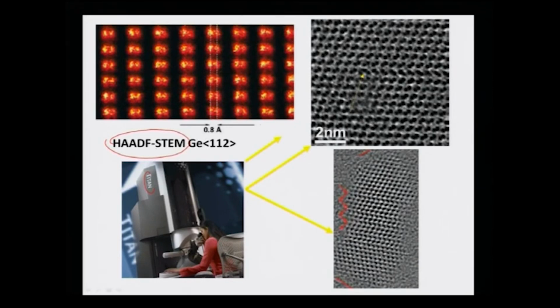This image is taken from a germanium crystal, which is oriented along the 1, 1, 2 direction. You can even see clearly the germanium dumbbell structures on the surface taken from this Titan microscope. This is again taken from cadmium sulfide crystals, where you can see the twin structure.